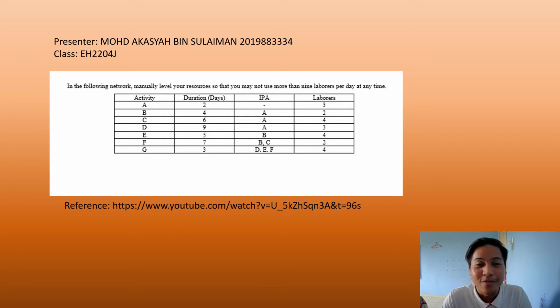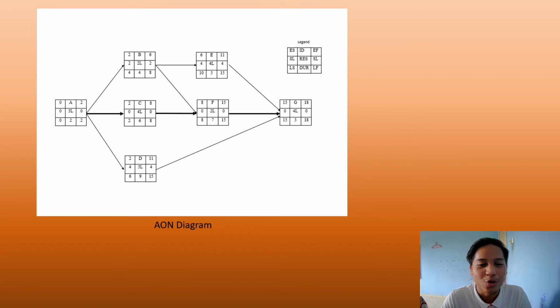Firstly, to solve this problem, we need to draw the AON diagram. From this AON diagram, we can identify the critical path of the project. A little tip in identifying the critical path: the critical path in a project is the one that has no slack in it. Since it has no slack, delaying or crashing an activity in that path will have an effect on the duration of the project completion. From the AON diagram, there is an arrow that I bolded that represents the critical path, which is A, C, F, and G.